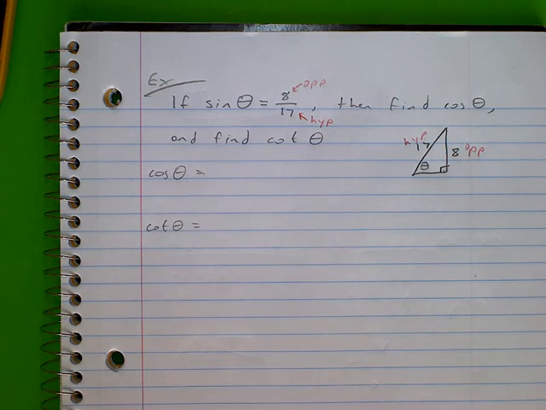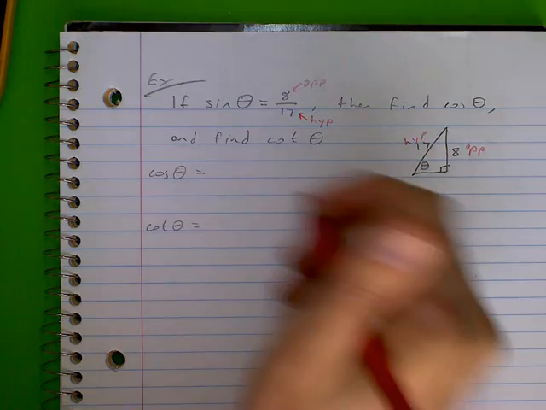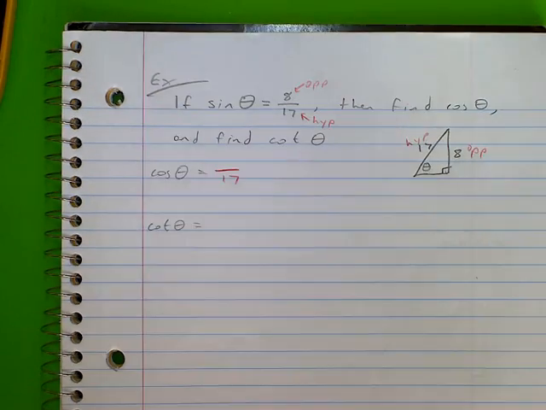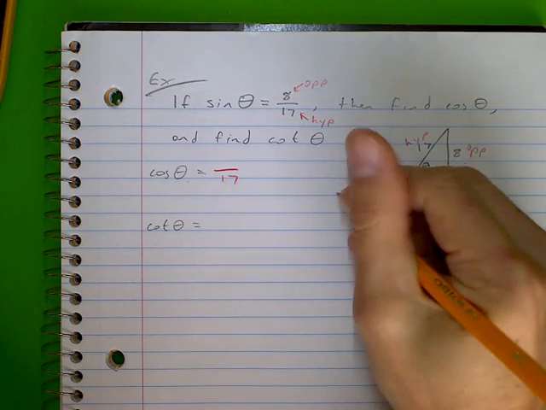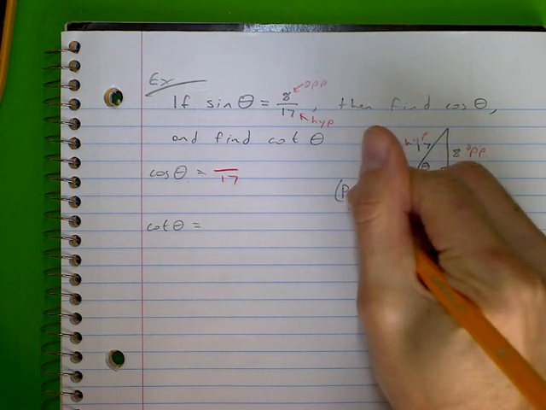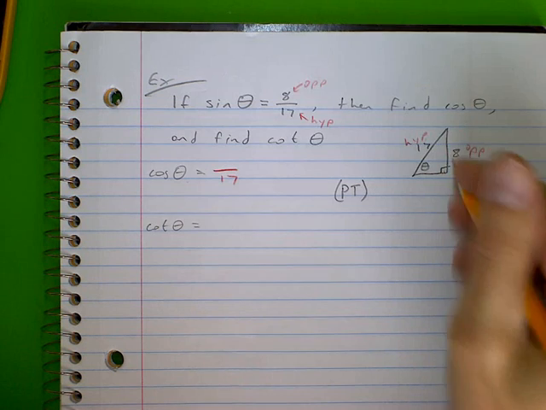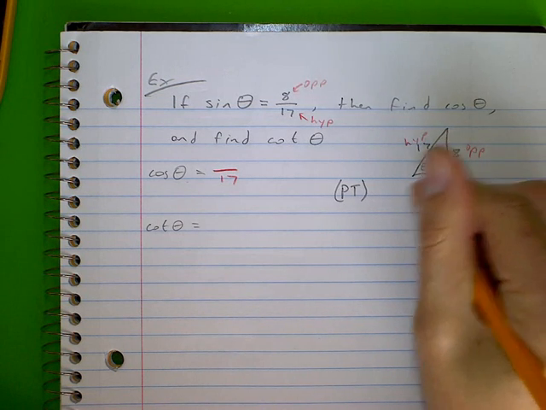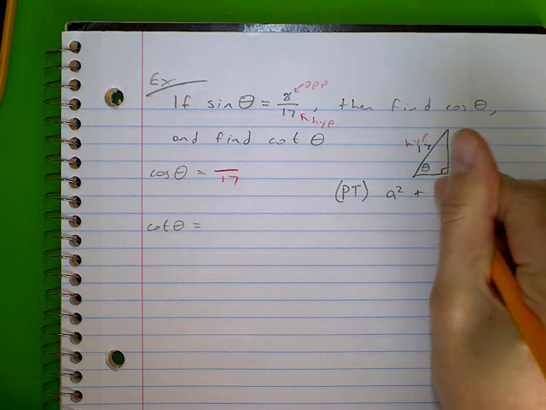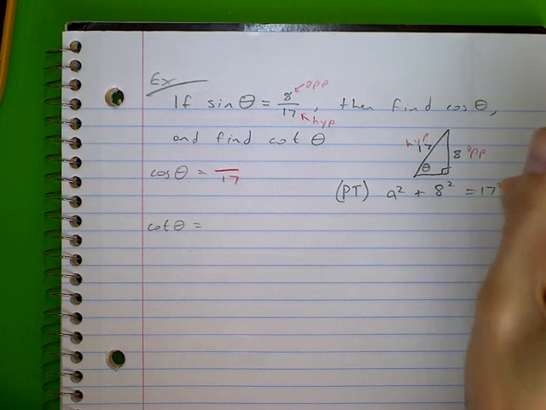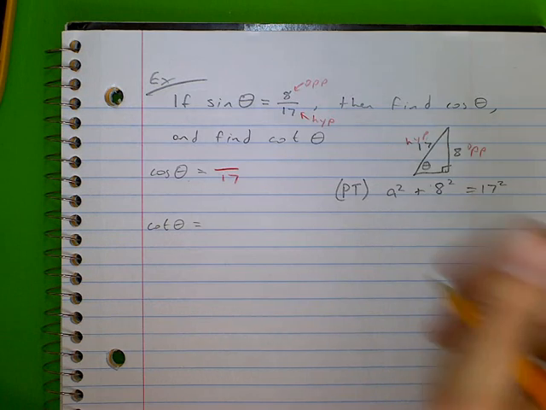Yeah, I need the adjacent side and the hypotenuse, right? Okay, I already know what the hypotenuse is. It's 17, but what's the adjacent side, or how do I find it? Okay, so I'm going to use the Pythagorean theorem. And so I'm going to say a squared, or just some variable squared, plus 8 squared equals 17 squared. And then I'm going to solve for a. So what's 8 squared?